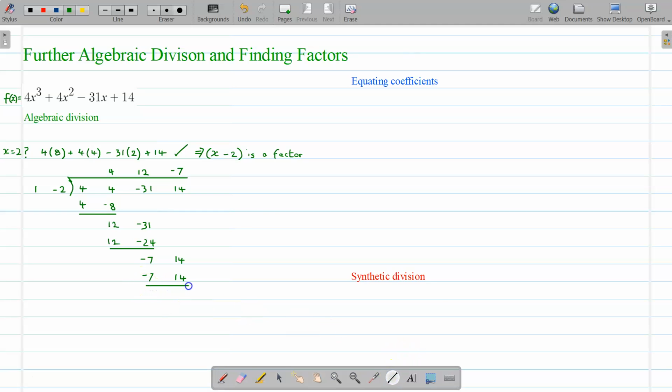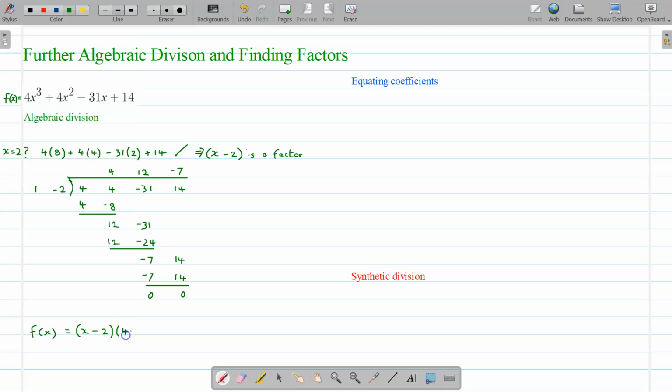as we expected, because we had just established by testing this out that x minus 2 is a factor, and therefore 2 is a solution to the equation f of x equals 0. Okay, so there's our remainder of 0. And we now know that the function f of x can be written as the product of x minus 2 multiplied by the quadratic factor, 4x squared plus 12x minus 7.